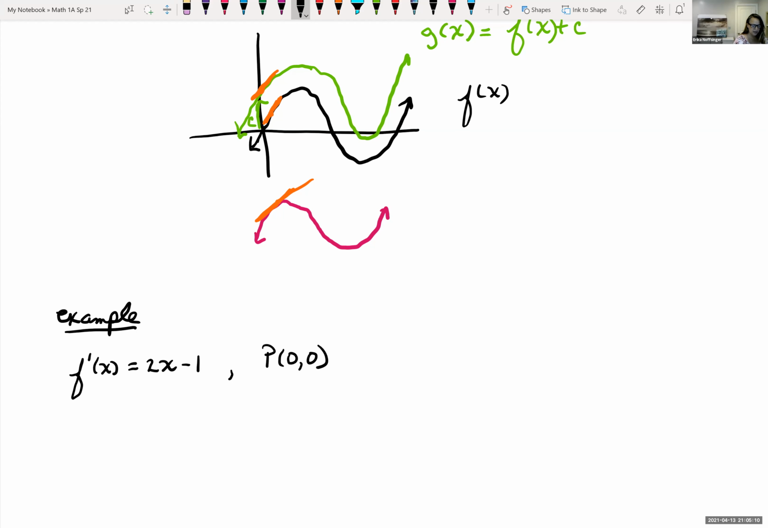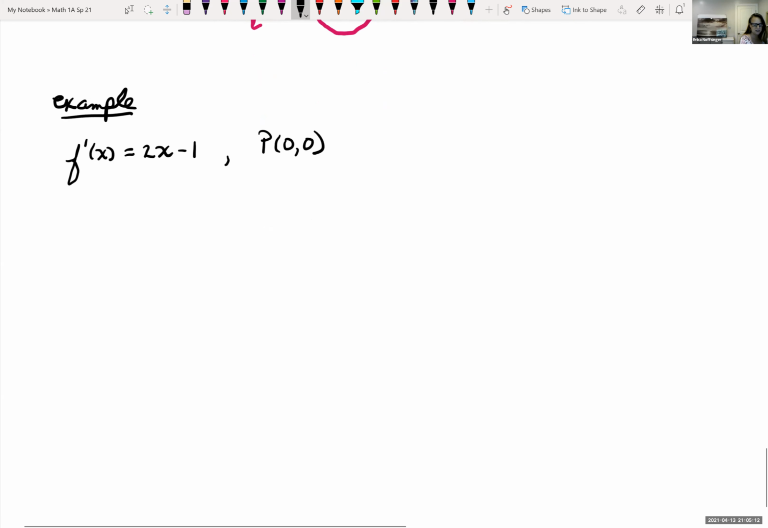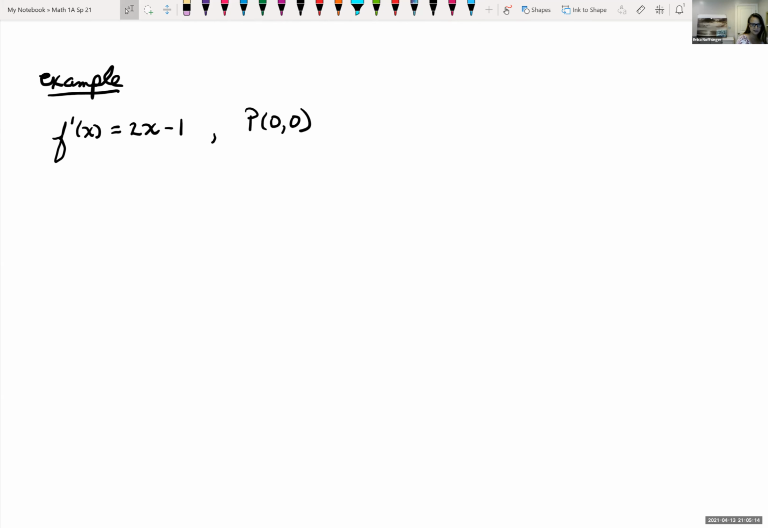Okay, so here we're given the derivative function. We're given the derivative is equal to 2x minus 1. And we want to find the function with a given derivative whose original function passes through the point, in this case, (0, 0). So we need to think backwards. And this, I think, is preparing us for when we jump into finding integrals, the antiderivative of a function. So we have to think backwards.